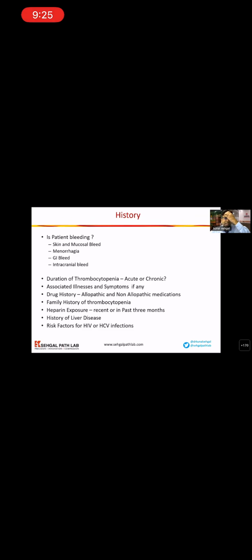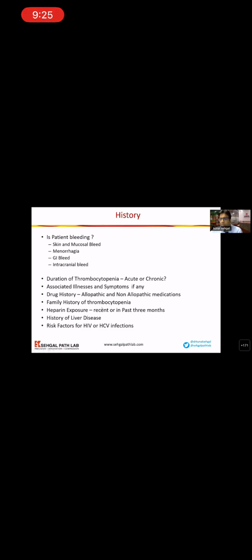You will find these kind of causes. Are there any associated illnesses? Is the thrombocytopenia in a patient who is otherwise completely normal, or is it associated with fever? Is there organomegaly or lymphadenopathy? That comes from clinical examination. Drug history is very, very important. Sometimes we miss this. Allopathic drugs may be mentioned or told to you. Non-allopathic patients might feel this is not important. They might be taking a Chyawanprash or a supplement or a Kada, or we don't know what they are taking. But these are important because we don't know what all combinations this patient is taking.